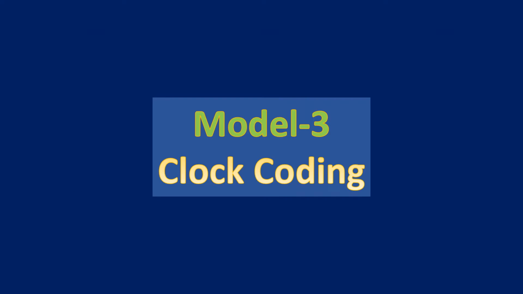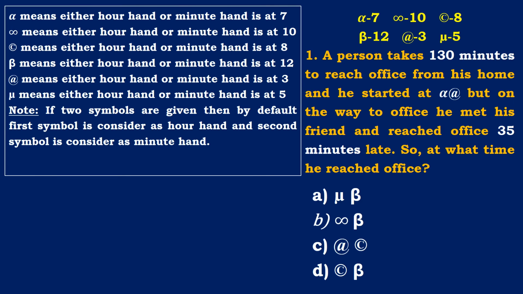Model 3. Clock coding. Example 1. Alpha means either hour hand or minute hand is at 7. Infinity means either hour hand or minute hand is at 10. Copyright means either hour hand or minute hand is at 8. Beta means either hour hand or minute hand is at 12. At means either hour hand or minute hand is at 3. Micro means either hour hand or minute hand is at 5.